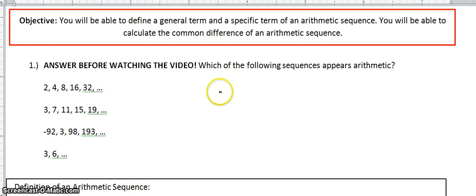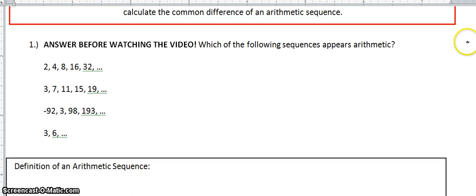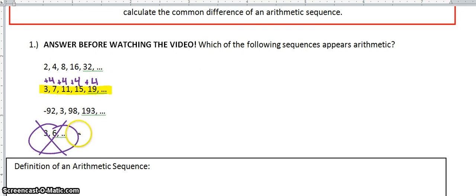Anywho, I hope you answered this before watching the video. If not, you should pause now. But I asked, which of the following sequences is arithmetic? The answer to that question is number 2, because in order to get from one term to the next, you have to add 4 each time. This is the only one with a constant difference, which makes it linear. This one you just don't have enough information to tell, because the next number could be 20, and then there wouldn't be a common difference.